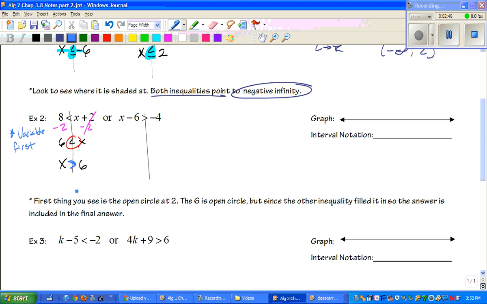Ms. Carranza talks about who's it eating. The little Pac-Man, it's eating the x. Okay. All right, other side, add 6 to both sides. You get x is greater than 2.